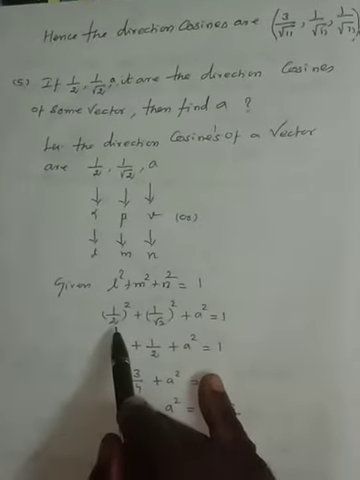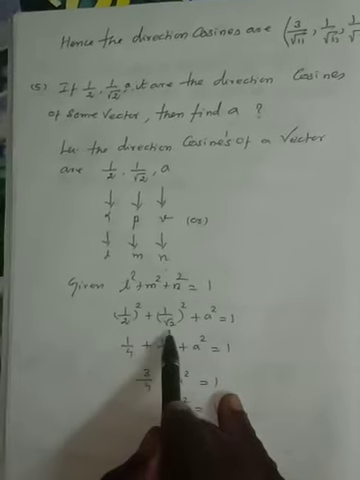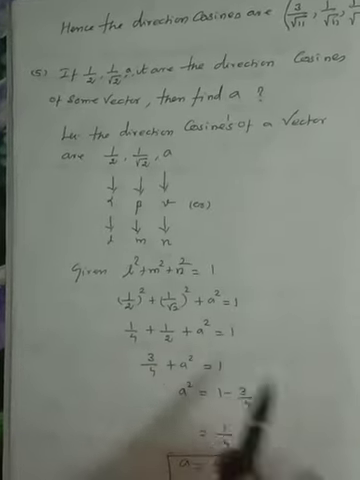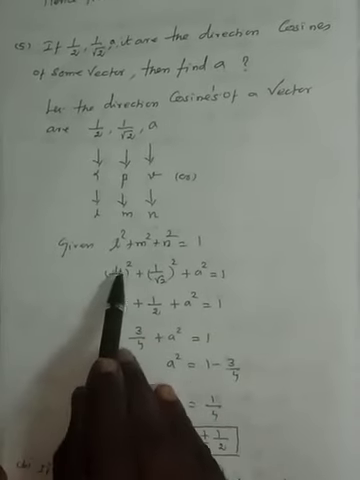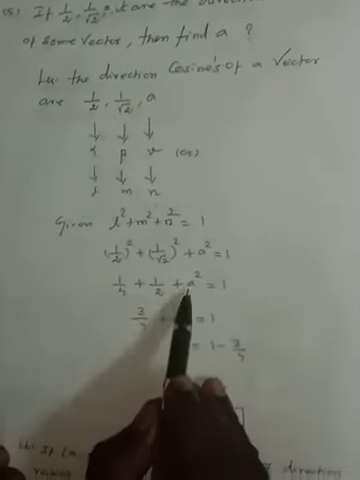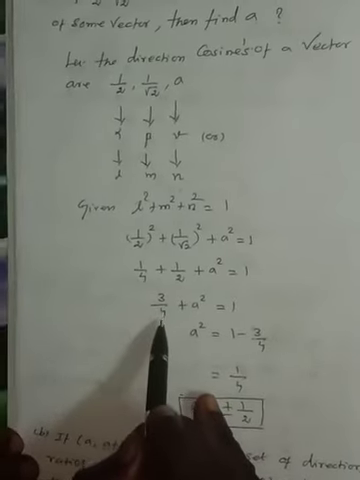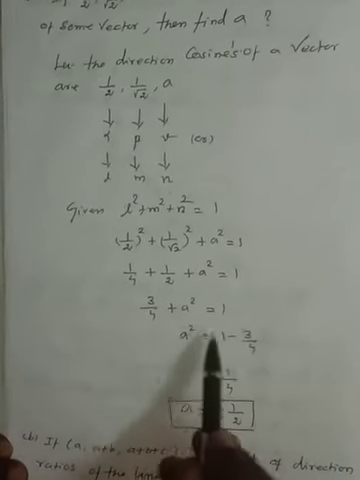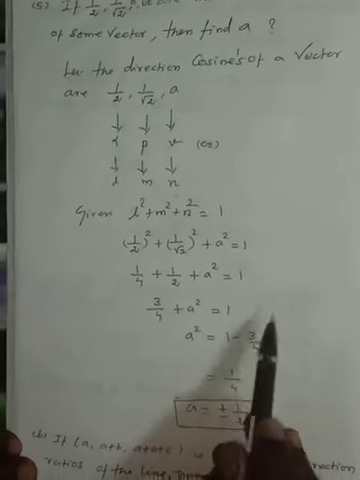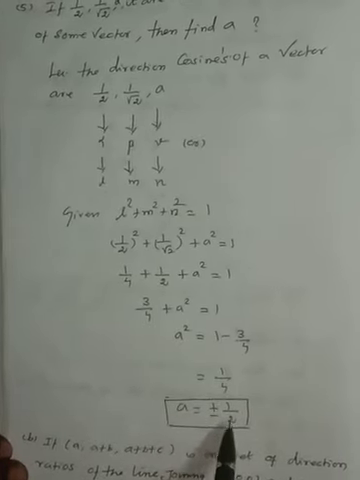Now 1 by 2 whole square is L square, 1 by root 2 whole square is M square, and A square is N square, which is equal to 1. Now 1 by 2 whole square is 1 by 4, 1 by root 2 whole square is 1 by 2, plus A square is equal to 1. Now 1 by 4 plus 1 by 2 is 3 by 4, plus A square is equal to 1. So A square is equal to 1 minus 3 by 4, which is 1 by 4. Taking square root on both sides we have A is equal to plus or minus 1 by 2.